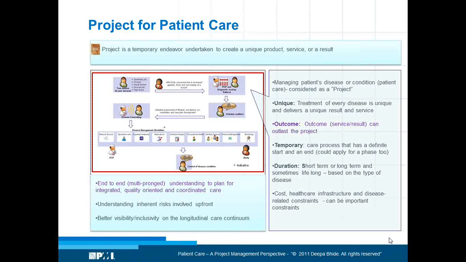Often, goals shift as the disease progresses, especially in case of chronic long-term diseases. For example, in cancer, at the end stage of the disease, goals and interventions change considerably as palliation and the patient's comfort become the primary concern. The outcome of the care process differs and is either a cure, a control, or in some cases a lifelong disability. The outcome of the project of the patient can outlast the disease process itself.